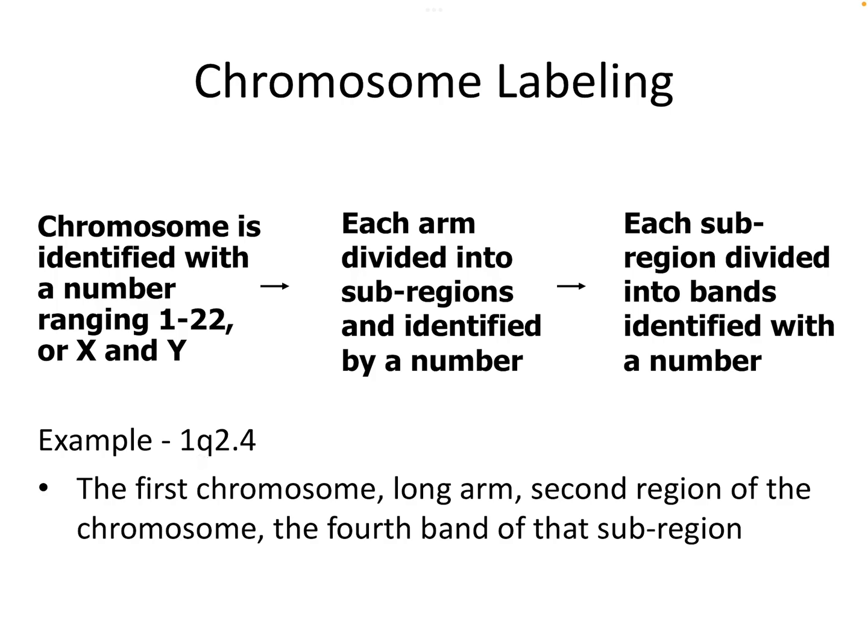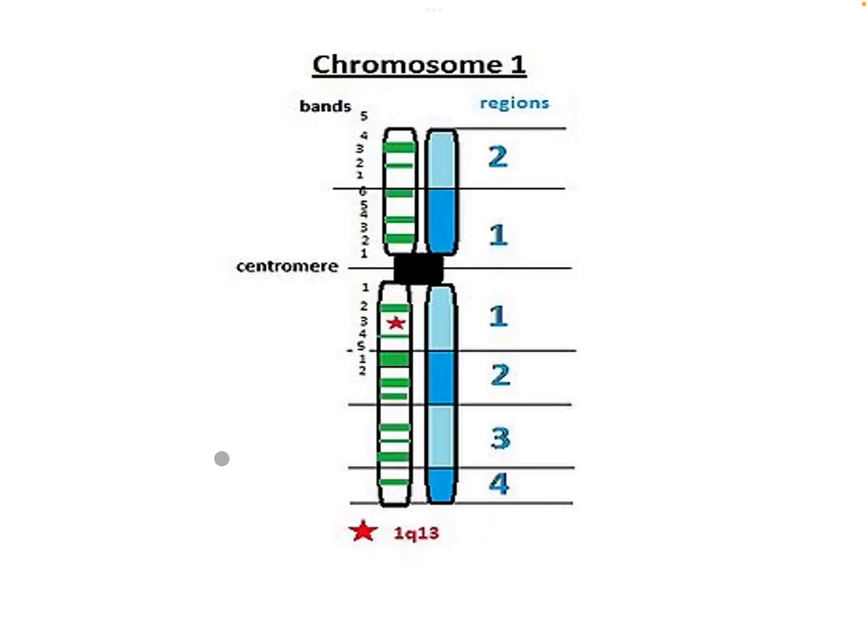So this means that we identify the first chromosome, the long arm, because it is Q, the second region, 2, of the chromosome, and the fourth band of that subregion. So that's 1q2.4. Another example is this one. This should be 1q1.3. So this is the first chromosome, and we identify the long arm Q and the first region, subregion, and the banding of that specific region is on the third. So that's 1q1.3.